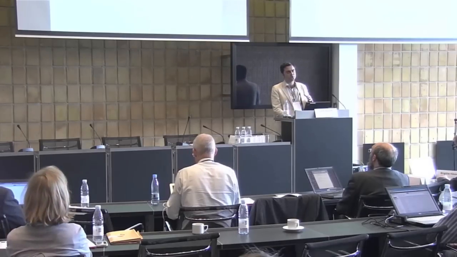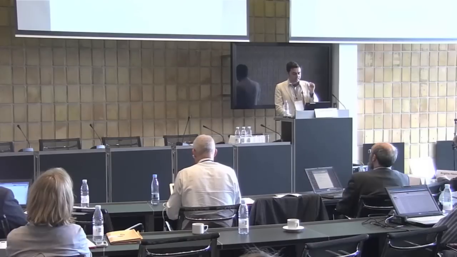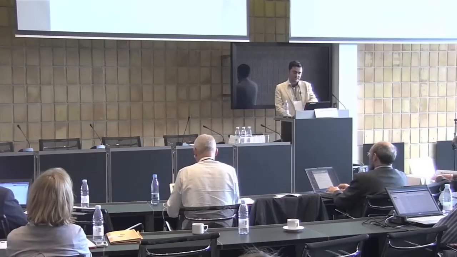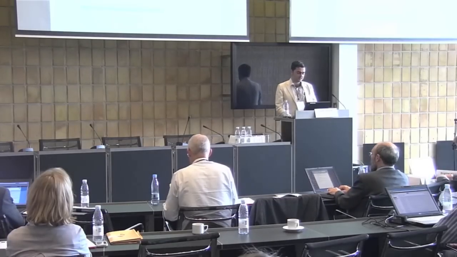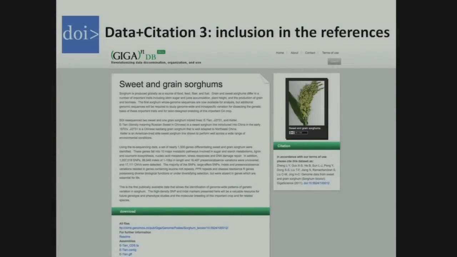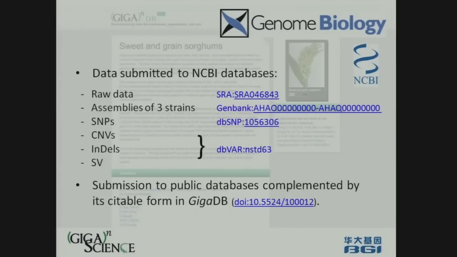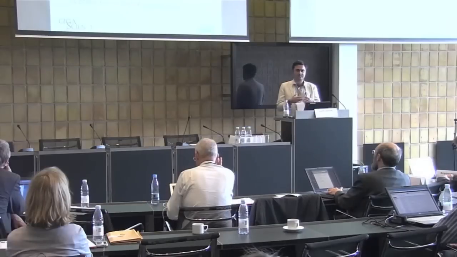We've had a few problems getting DOIs into the references of papers. We've had no problems with journals linking to DOIs; some Nature journals and Science have done that with some of our data sets. But our first success with data citation actually working, and people citing the data, was with the sorghum genome. There are 6 data types in this paper, and we submitted it to 4 NCBI databases, and at the same time we issued a DOI, and it complemented the process quite well.